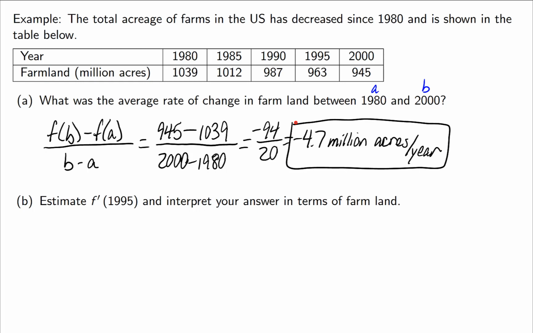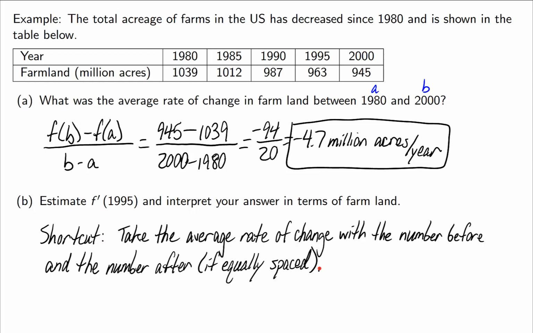Now, the instantaneous rate of change, f prime of 1995. Here's a shortcut. In our first example, we took the values of an average rate of change between 1990 and 1995 and between 1995 and 2000, and then we averaged them together. That's a little too much work. Here's a shortcut that actually works most of the time. That's assuming that these things are equally spaced, and if that's the case, we can take the average rate of change with the number before and the number after.